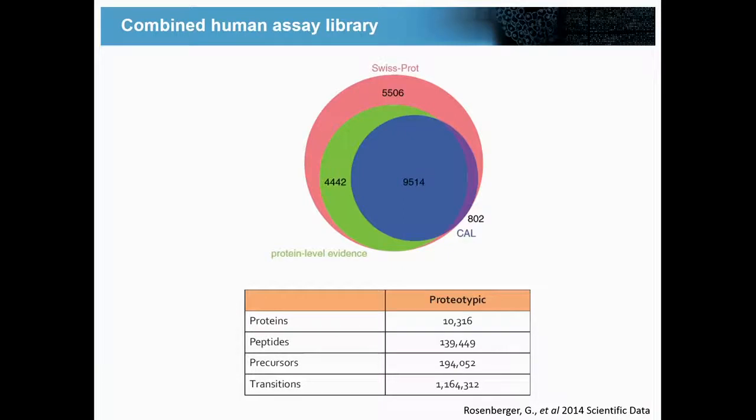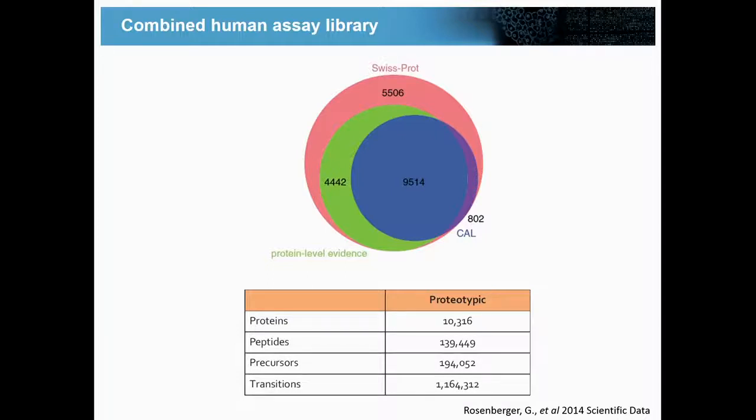And we came up with a data set that had about 10,000 proteins in there, identified from about 140,000 peptides, which translated to almost 200,000 precursors. And we had six fragment ions for each of these precursors. So this is more than 1 million fragment ions. And that's what is depicted as CAL here. It's called Combined Assay Library, although colloquially people call this Pan-Human Library.